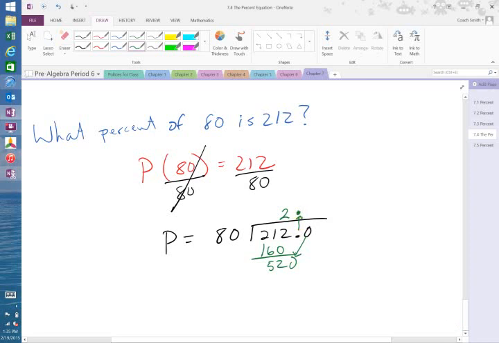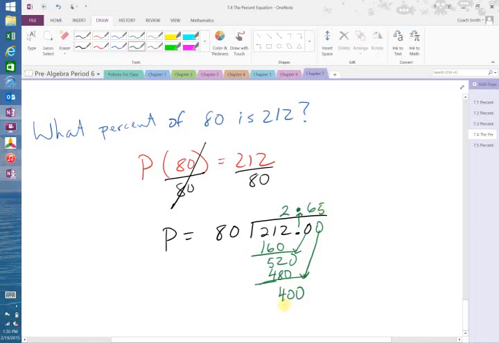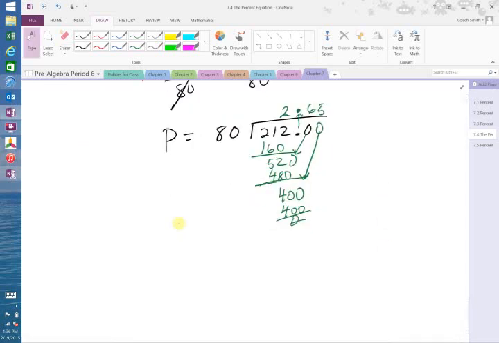Now I have 80 into 520 goes 6 times, which is 480. Okay, I'd subtract those and you get 40. Add a 0, bring it down. 80 into 400 goes 5 times, which is 400. Now, that is what P is equal to. Well, we want P percent. So you have to take that and move it once, twice to the right, giving me P is equal to 265%.